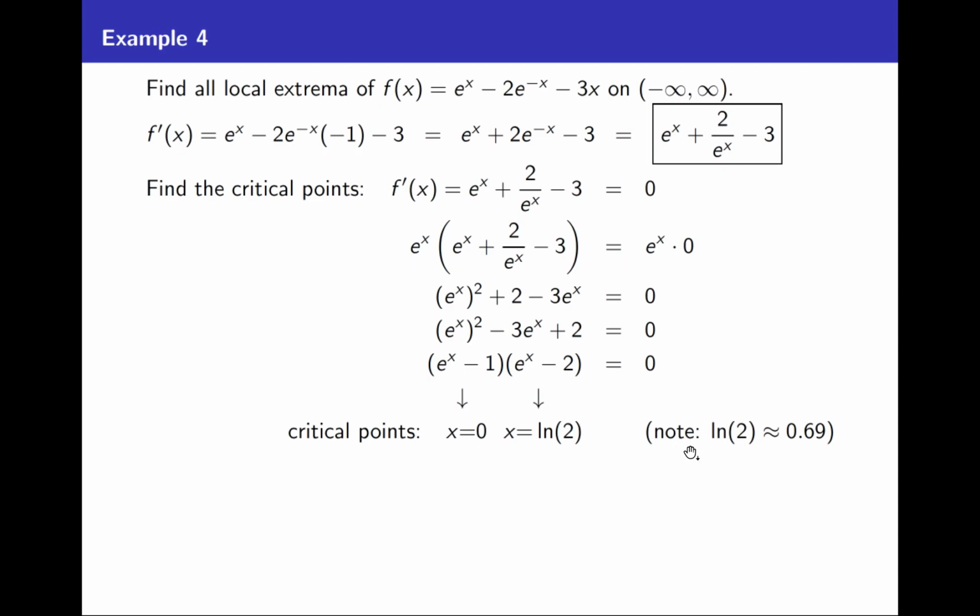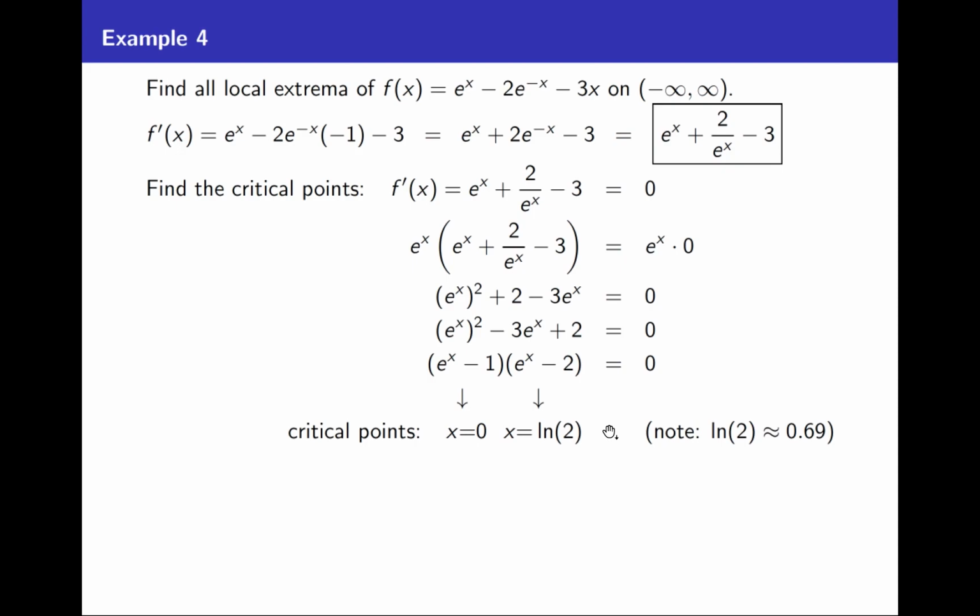Now, off to the side, just remember, ln 2, that's just a number. It's the number you have to raise e to get 2. It's approximately 0.69. But at any rate, we have these two critical points, 0 and ln of 2.